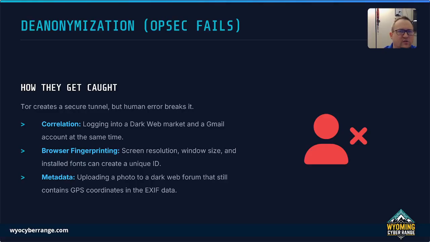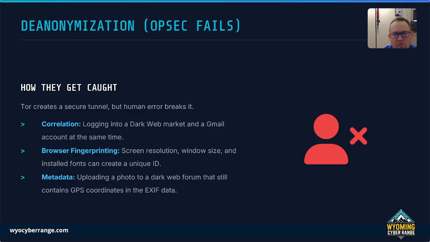So how do criminals who use Tor get caught? Well, Tor creates a secure tunnel, but human error breaks it. This is known as OPSEC, or operational security. And common failures are going to include correlation, browser fingerprinting, or even metadata.